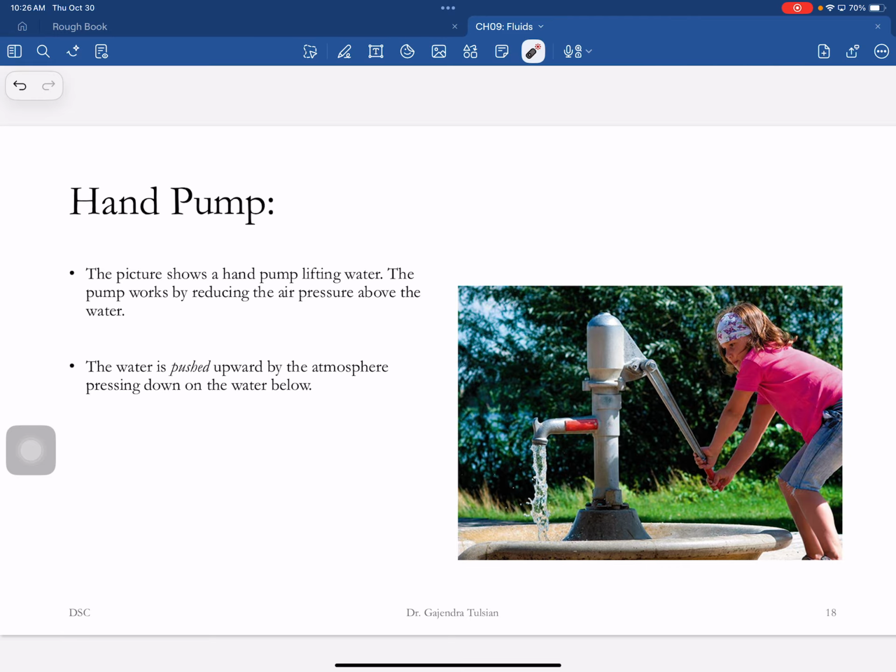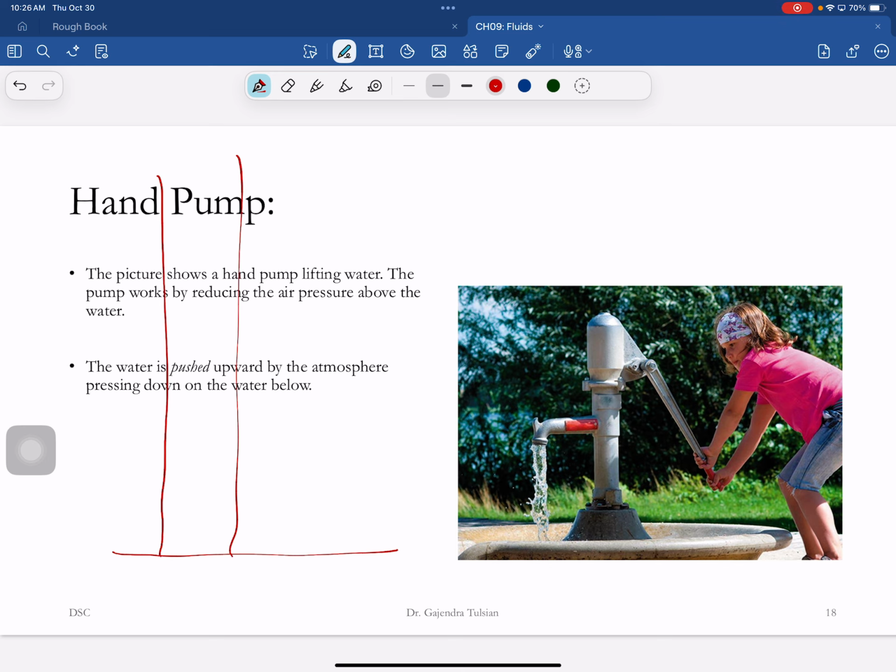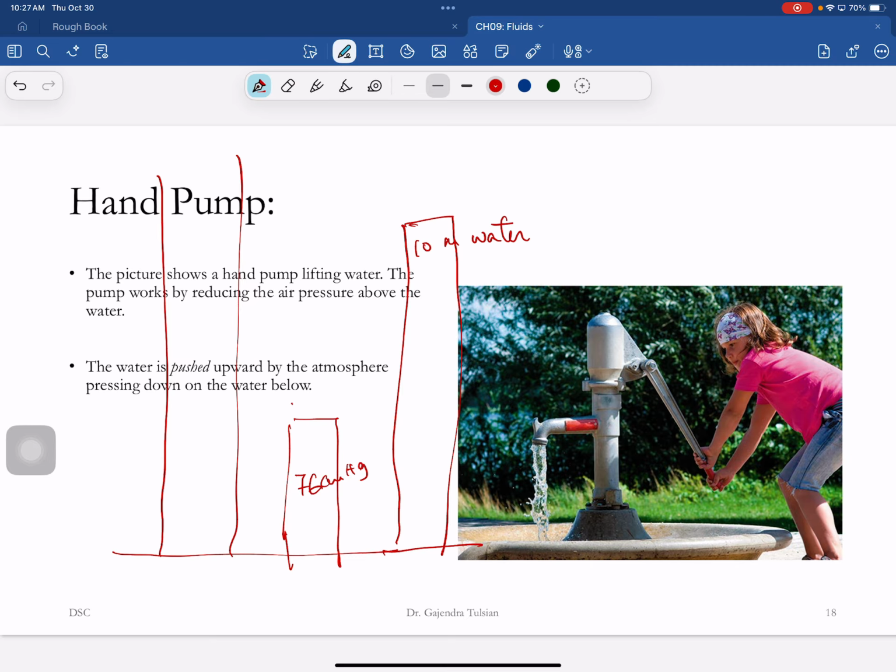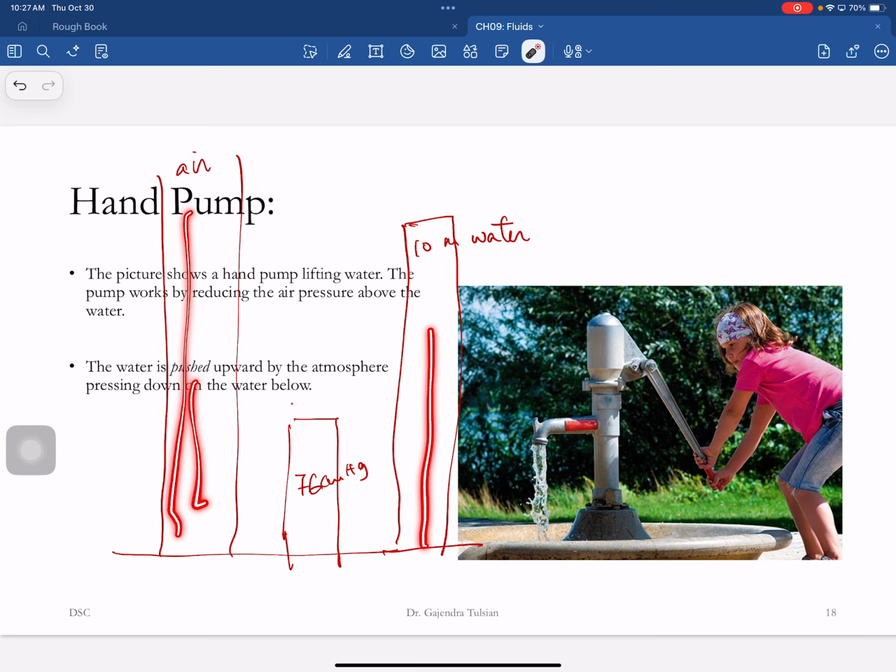All right, so again, this column of air all the way to space can balance 76 centimeters of mercury and 10 meters of water. So this pressure due to air going all the way to space has the same weight as 10 meters of water, has the same weight as 76 centimeters of mercury, all of the same cross-section.